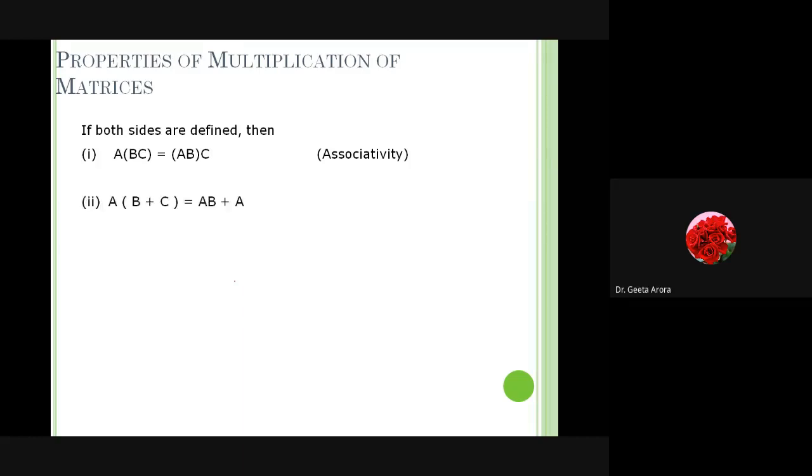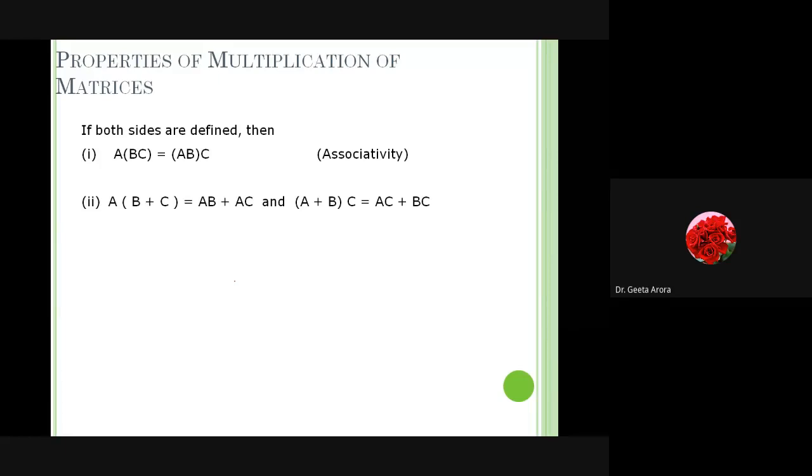Now if we talk about the properties of multiplication of matrices, here we are saying if both sides are defined. Both sides being defined means it is possible to find the values of the right hand side as well as the left hand side, meaning they must be comfortable for multiplication. So the associative property follows. It means if I multiply A into the product BC, it is the same as AB multiplied by C.